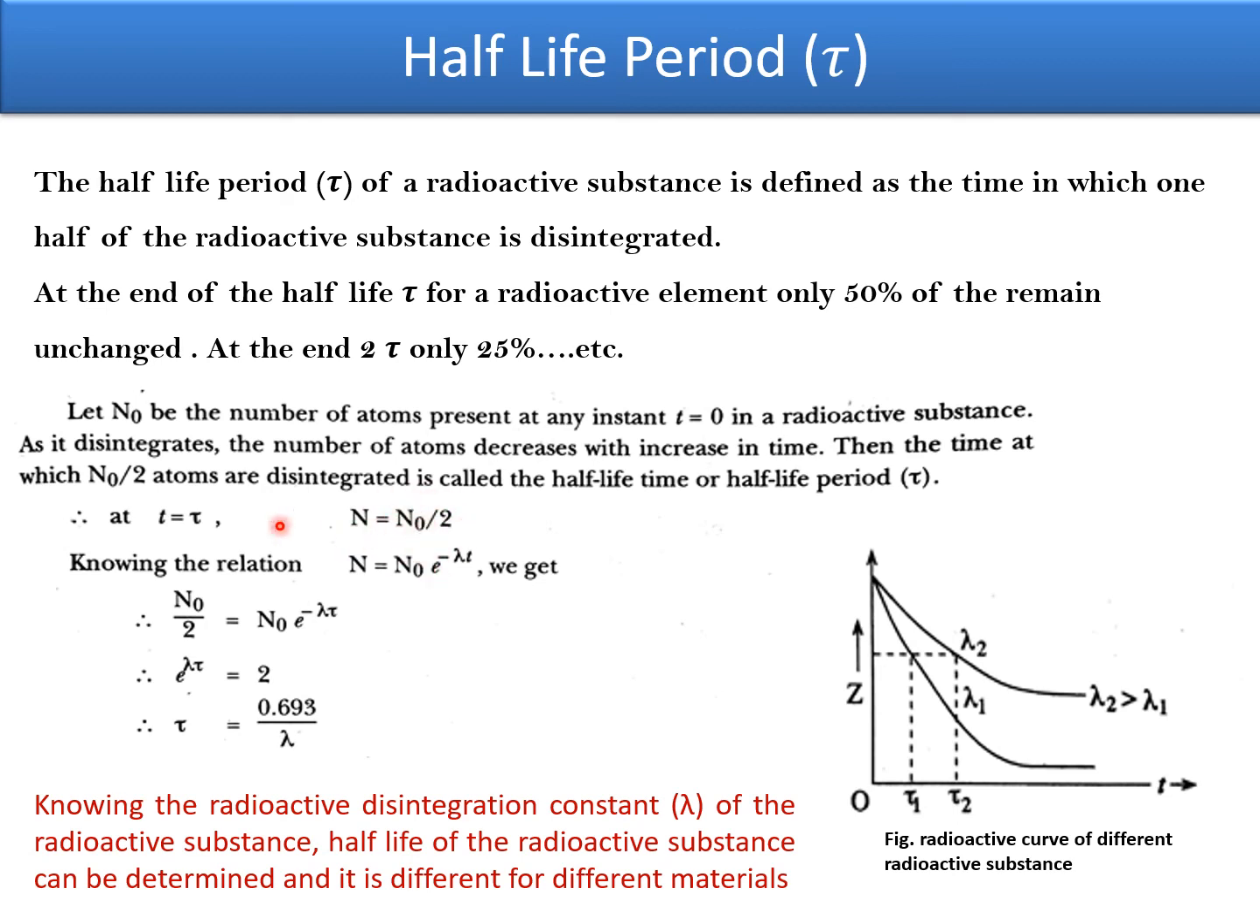We substitute these two values in the earlier equation N = N0 e^(-λt). Substituting N = N0/2, the N0 on both sides get cancelled. On simplification we can write tau = 0.693/λ. This means the half-life period of the material depends on the decay constant, so different half-life period means different decay constant.